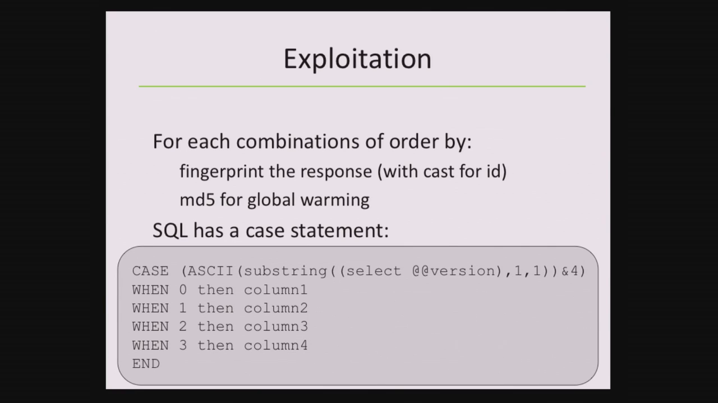And you can use the CASE statement in MySQL to generate all these states. It works in other databases as well. So here you've got your request. This is a basic one. Select the version, and depending on what the first 2 bits are, you will order by a different column every time. When you get the response, you will be able to see, oh, it ordered by column number 3, so the 2 bits are at 2.